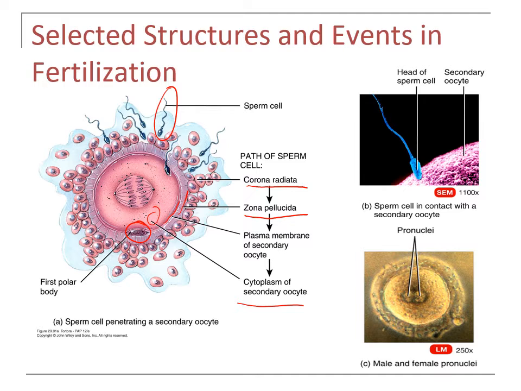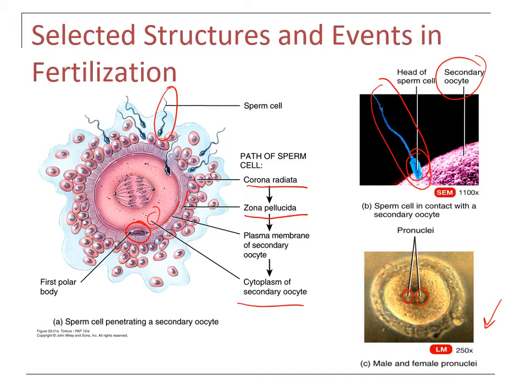And then in figure B, we can see a sperm cell in contact with a secondary oocyte, seen with a scanning electron microscope. Here we have a sperm cell, and this is the acrosome, at the head of the sperm cell, trying to penetrate the secondary oocyte. And in this figure, we can see the male and the female pronuclei, which once they fuse together, will make the zygote.